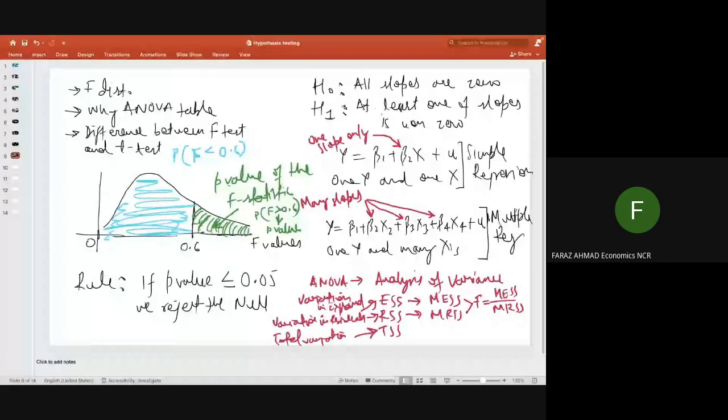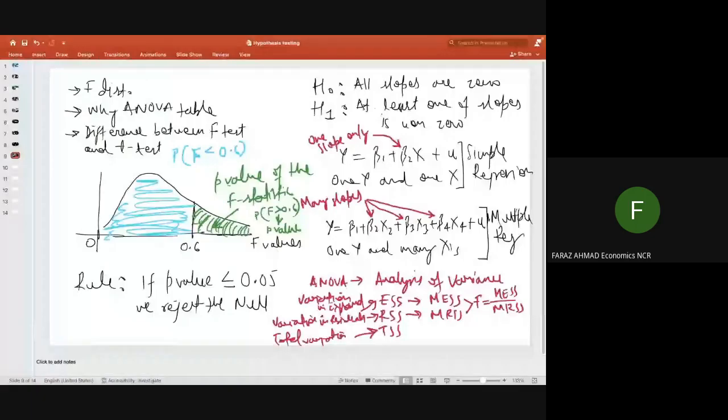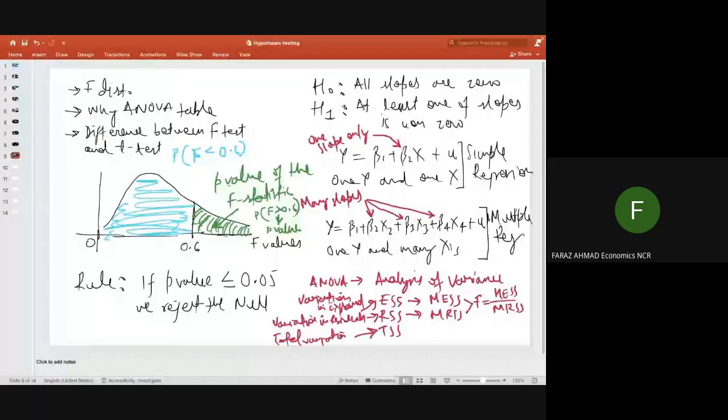So can you please tell what is written for variation in ESS and RSS? What you have written? I've written variation in the explained part of y. So there's a variation in y which has been explained by x, that is ESS. Then there is variation in y which is not explained by x, which remains to be explained, that is the RSS. And how much variation was there to be explained in y is the TSS.